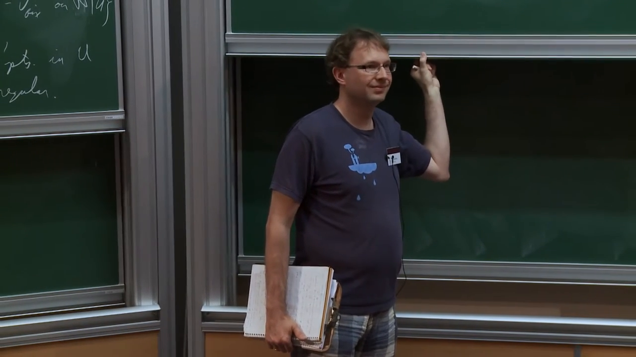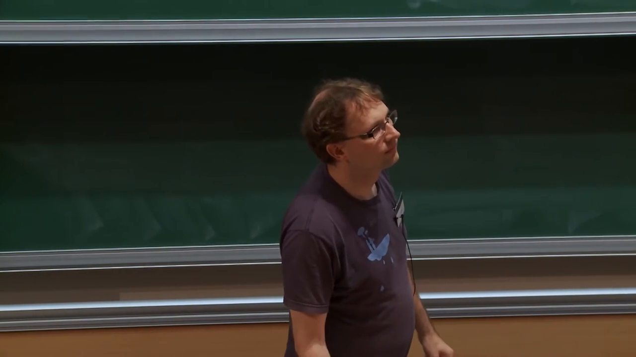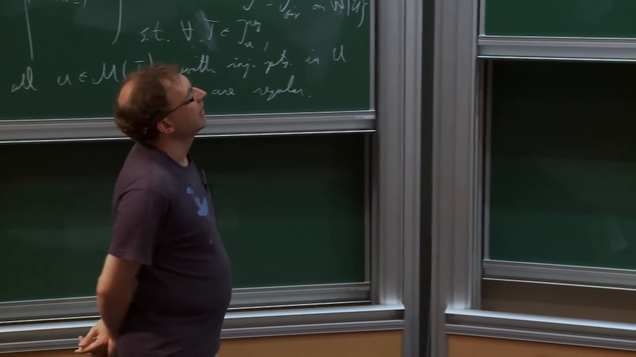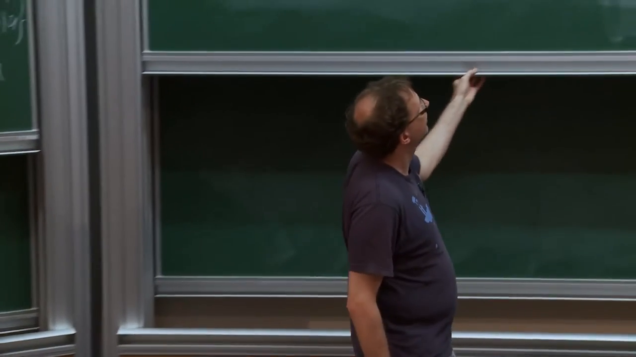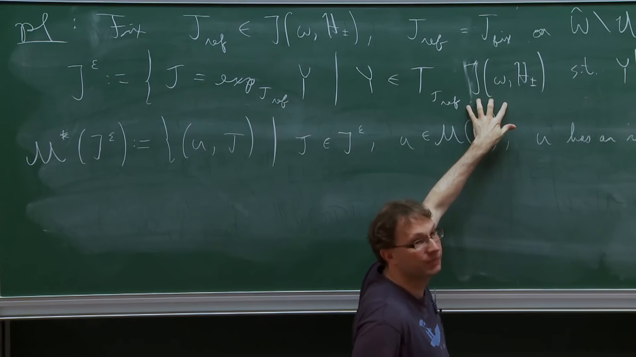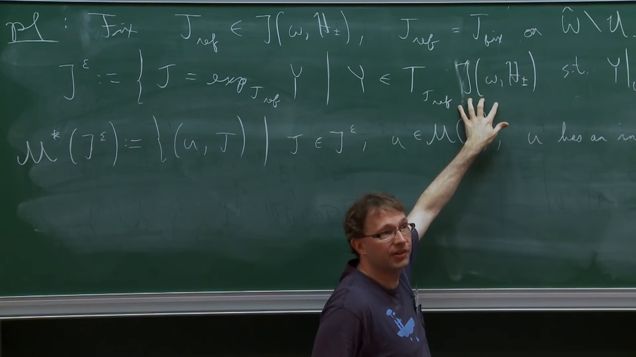Do we also need to bound the J's we include in J epsilon to ensure omega compatibility, or is that taken care of by? So omega compatibility is implicit here when I said that Y belongs to the tangent space of this space. Okay. So yeah, that's a linear algebraic condition on Y pointwise.